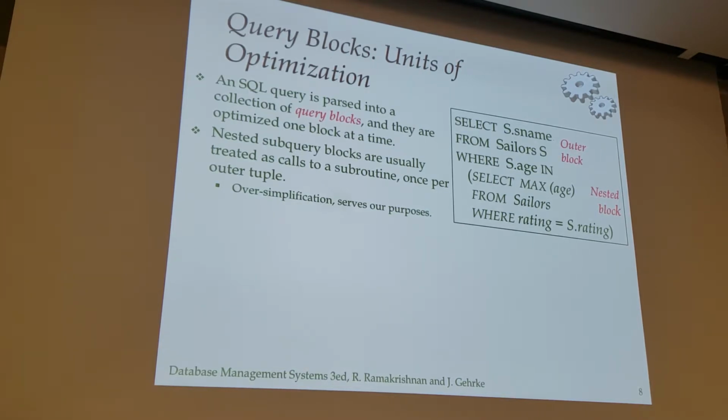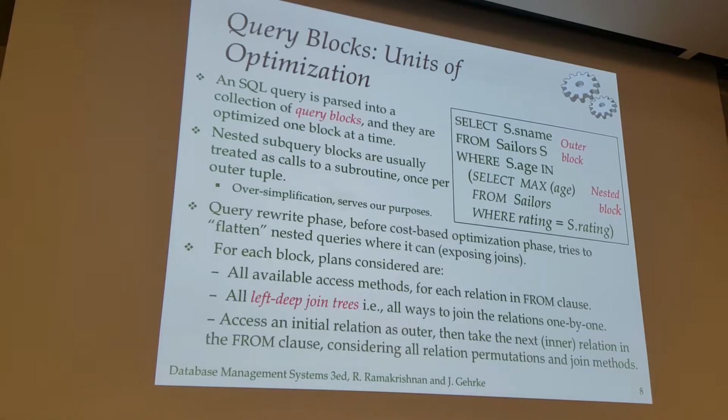But in the form we're looking at here, you're going to be executing the outer block, getting all the sailors. There might be some predicates on sailors, maybe where rating is less than 7, but here you're saying where the age is in the maximum age of sailors who have that same rating. So you're only getting the sailors who have the maximum age of people at that rating.